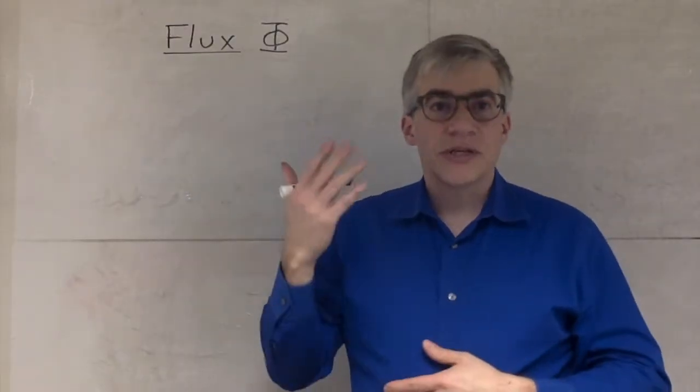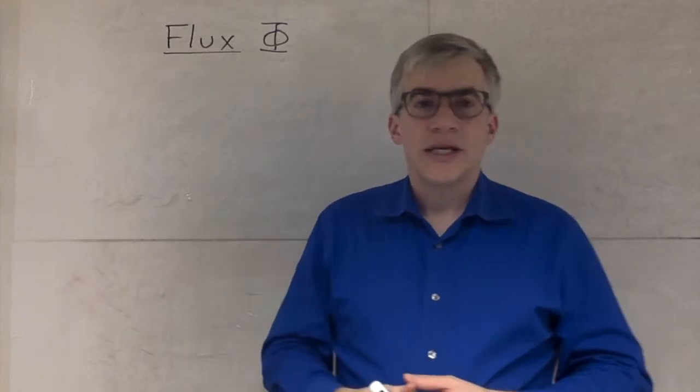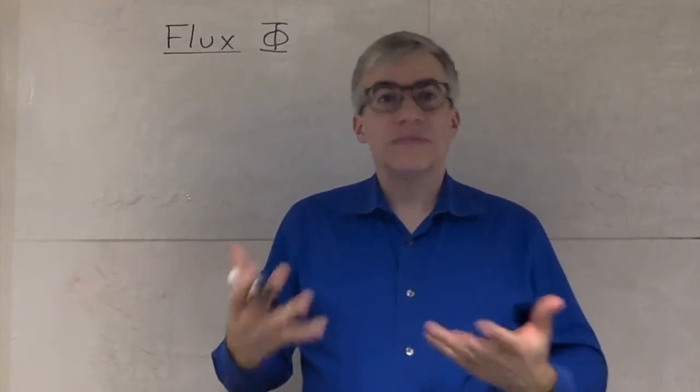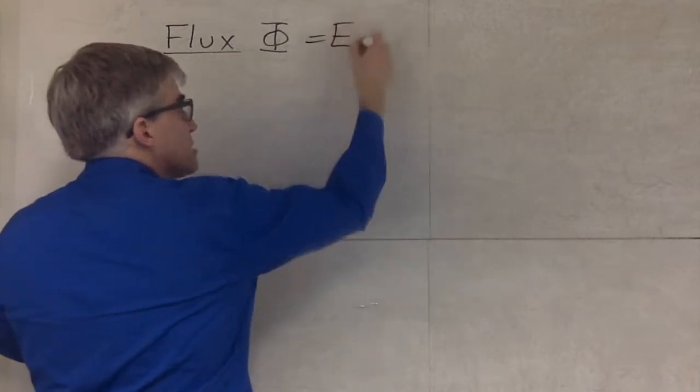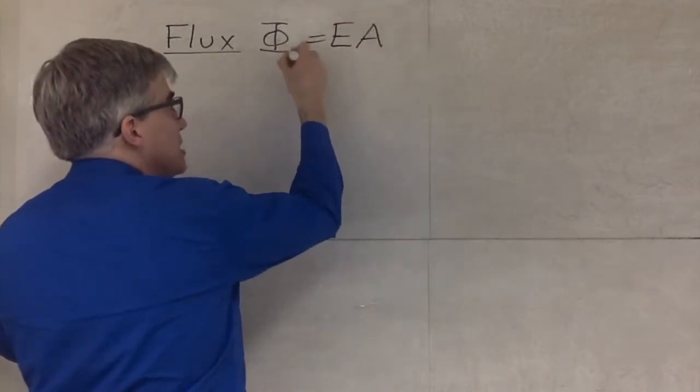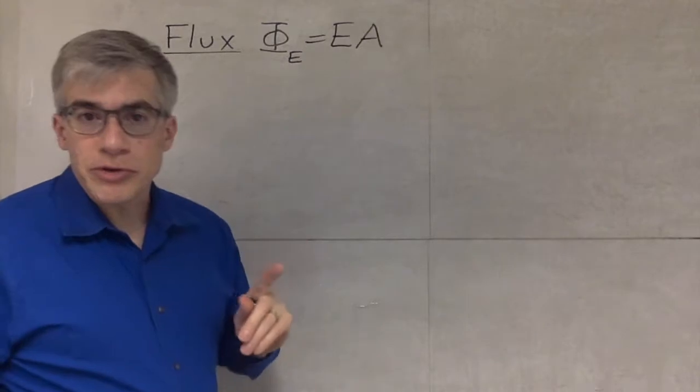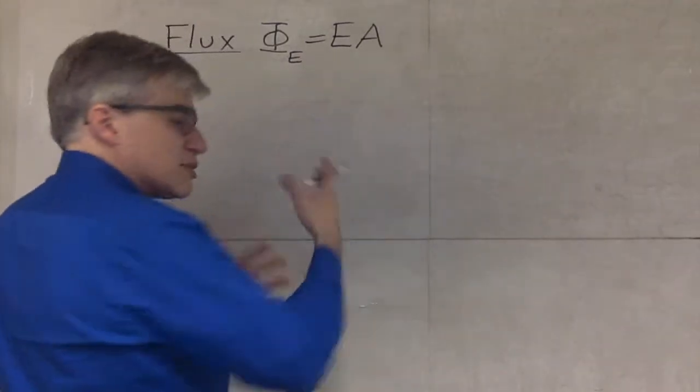Flux, in particular electric flux, is roughly speaking field times area. So our first version of the formula would be flux is E times A, and that would be electric flux. Later you'll learn magnetic flux as well. So electric field times area.